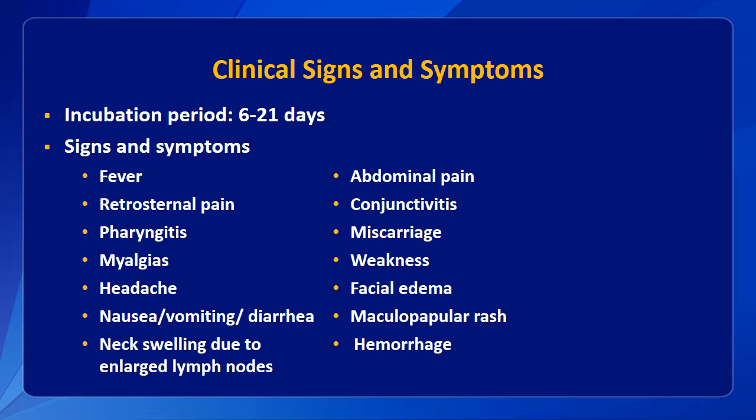The signs and symptoms include fever, retrosternal chest pain, pharyngitis, myalgia, headache, nausea, vomiting, diarrhea, neck swelling due to enlarged lymph nodes, abdominal pain, conjunctivitis, miscarriage, weakness, facial edema, and maculopapular rash. Hemorrhage can also be seen and includes mucosal bleeding, melena, and bleeding from puncture sites. Frank disseminated intravascular coagulation is rare.